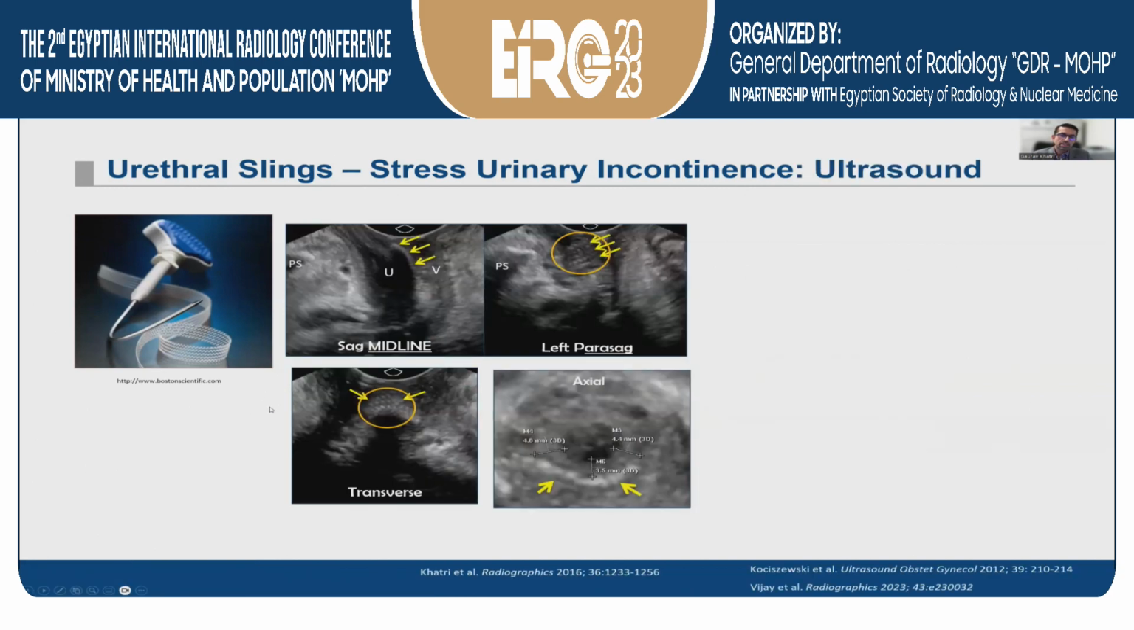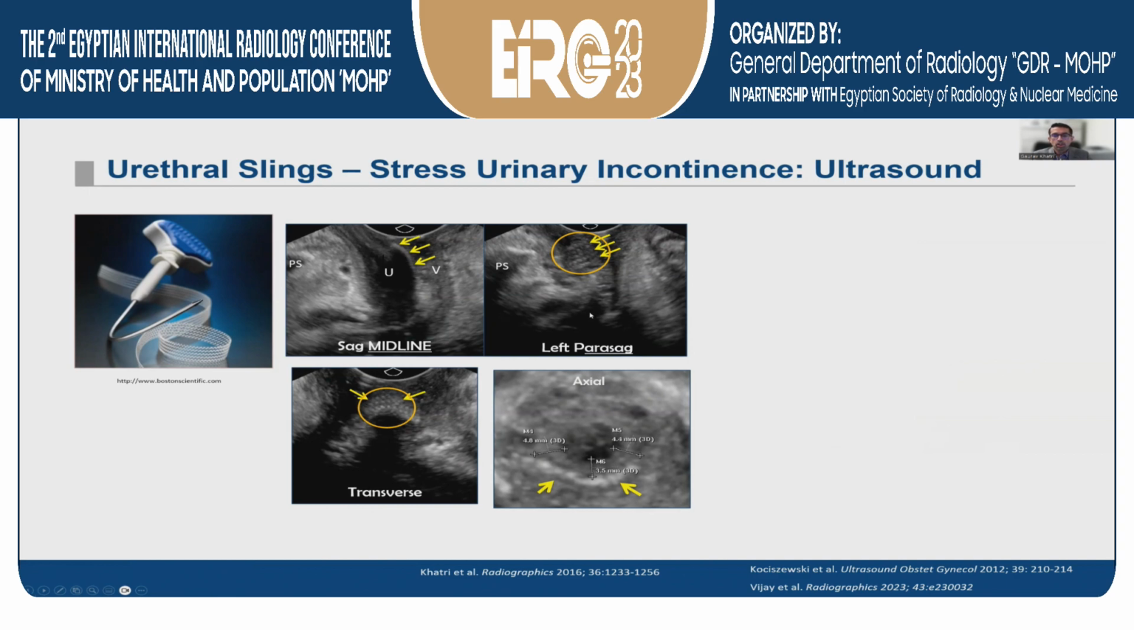Here's what a normal appearing retropubic sling looks like on ultrasound. So here's the pubic symphysis on the sagittal ultrasound. This is the urethra. And then behind the urethra, just along the posterior wall of the urethra, is an echogenic structure, which is the sling. And you can see this shadowing because of the synthetic material. And then this is in the midline.